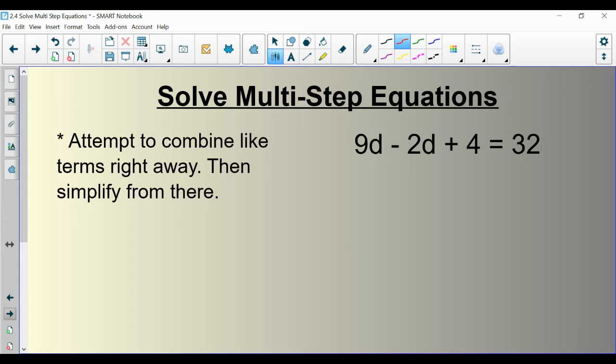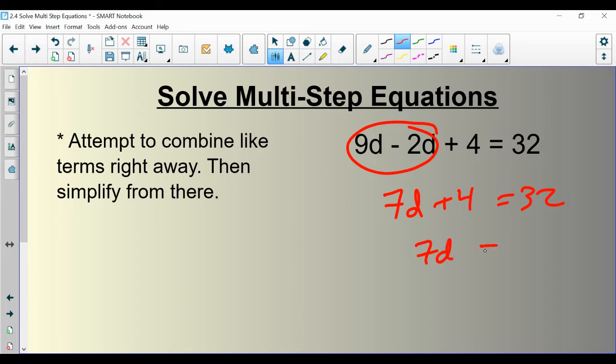Hopefully, you paused it and now are trying it. Your first step would have been to combine these two things. If you had 9 of something and you took 2 of them away, you would have 7 of that thing. So 7D plus 4 is equal to 32. Now it's a two-step equation. Subtract 4 on both sides, so you have 7D is equal to 28. So D is equal to 4.